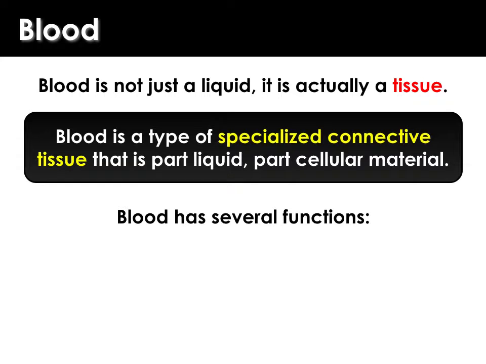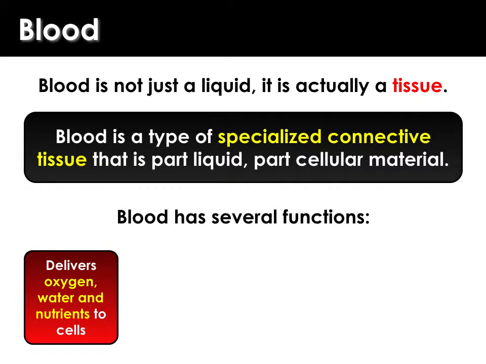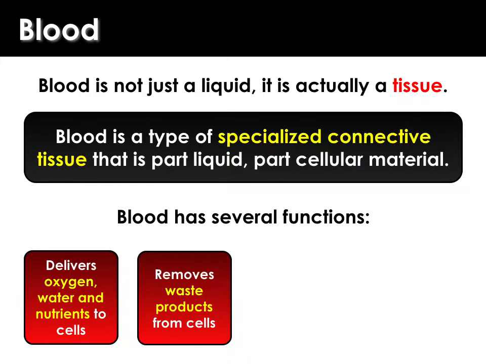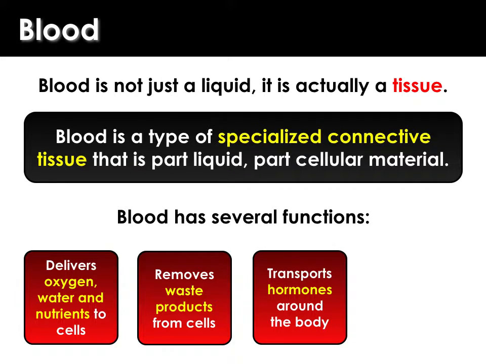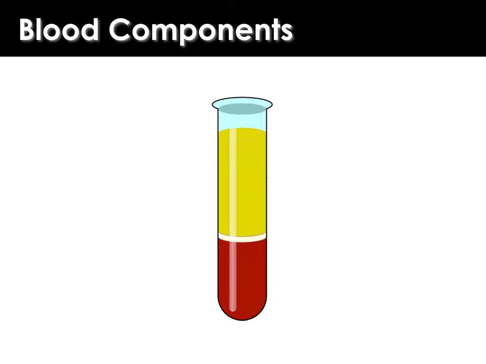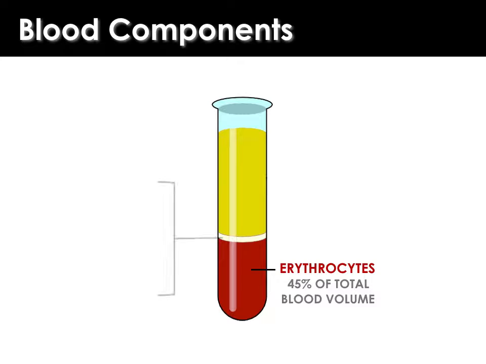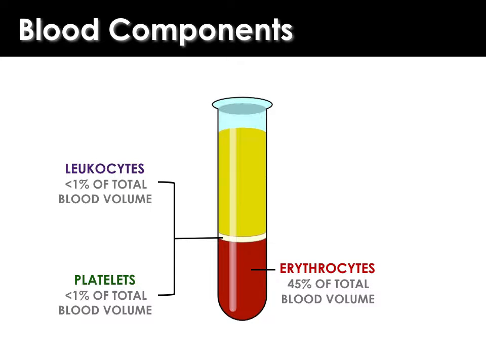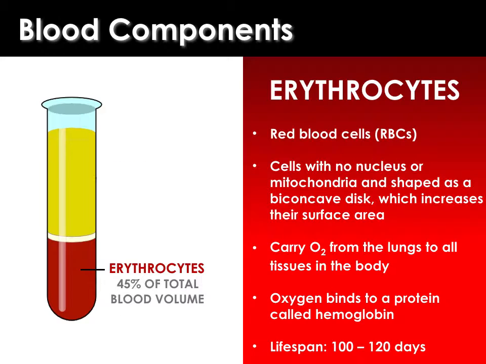It's got several functions. It will deliver oxygen, water, and nutrients to cells, helps to remove waste products from cells, transports hormones around the body, and fights infections and heals wounds. Blood is made up of about 45% erythrocytes, less than 1% leukocytes, less than 1% platelets, and about 55% of total blood volume is plasma.